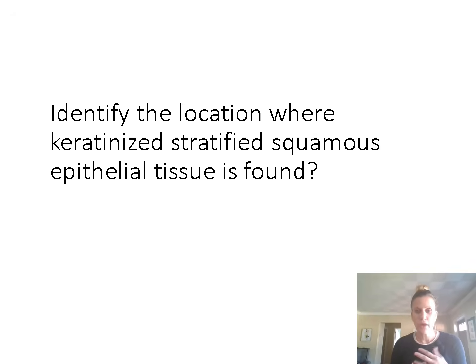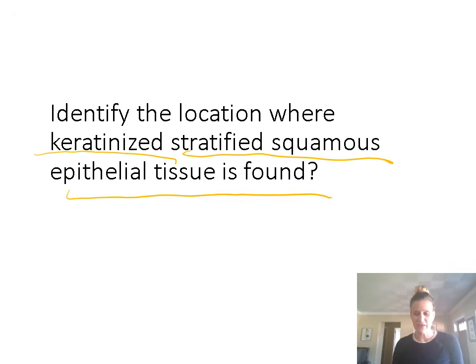Identify the location where keratinized, stratified squamous epithelial tissue is found. That is a mouthful, so let's break it down. Stratified squamous. Stratified means there's a bunch of layers of cells, so it's not just one layer of cells. It's cell after cell after cell, all layered on top of each other. Squamous means that the cells are flat.